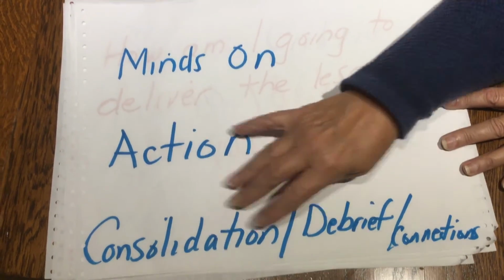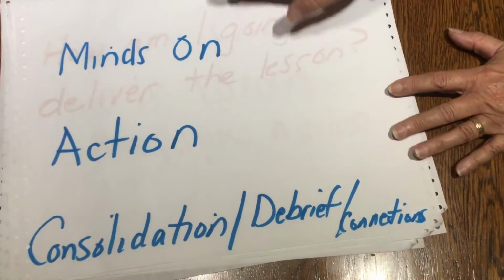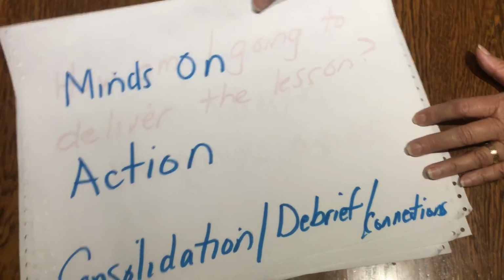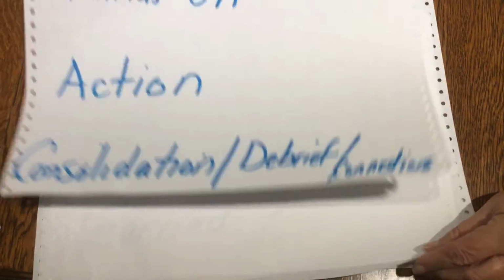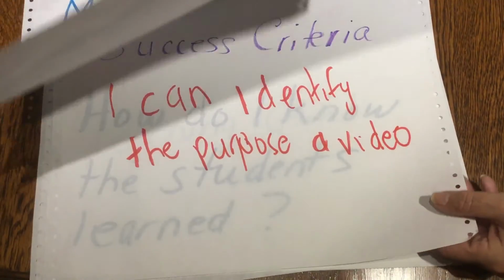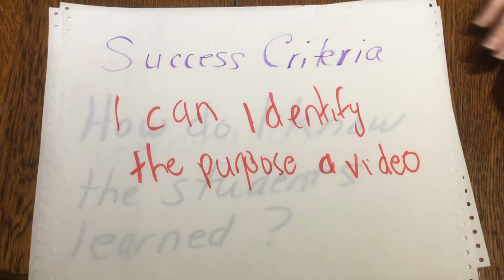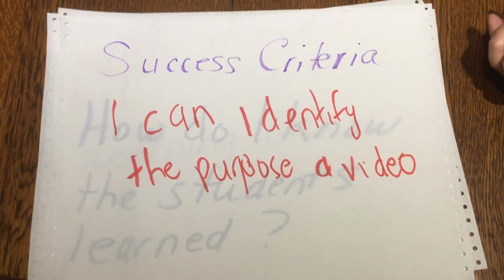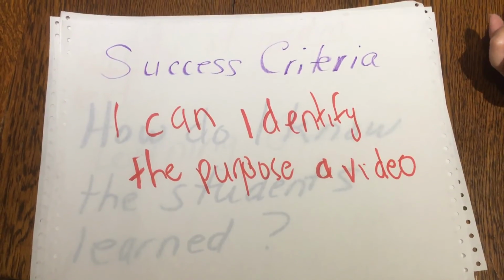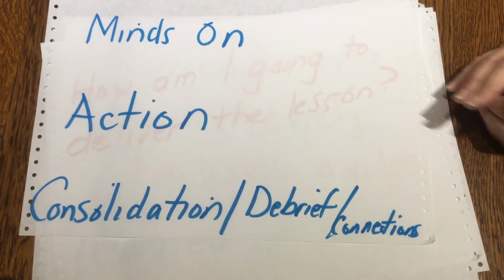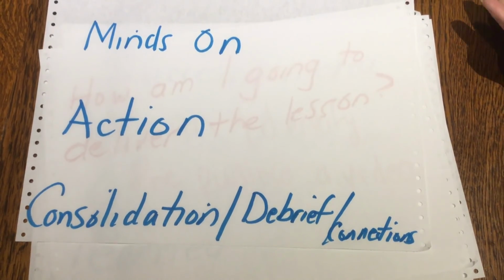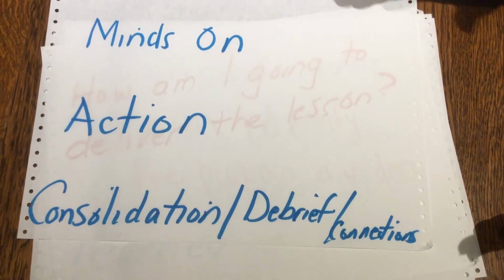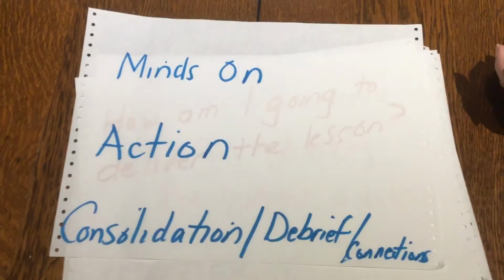And then you want to consolidate, debrief, and connect with the success criteria. And that's where you can actually do a ticket out the door and go back to them and give each person a ticket that says, I can identify the purpose. I can identify the audience. So there's different ways of doing those strategies. I just wanted to give you the bare bones of a lesson planning because I know you're just involved in that now in the classroom.